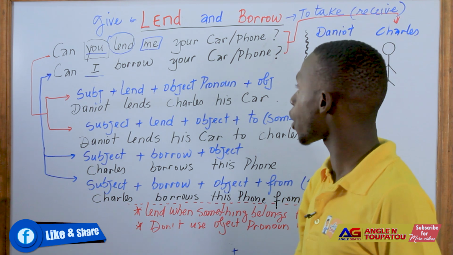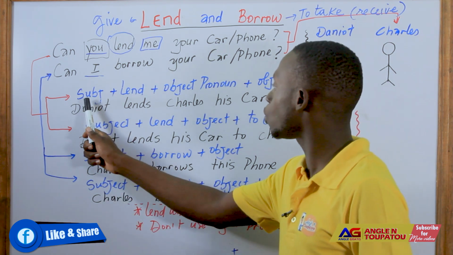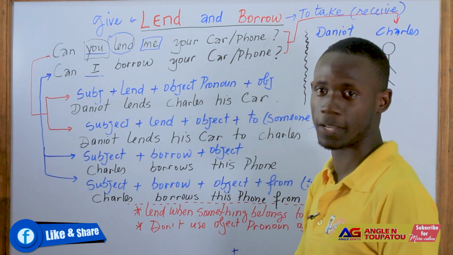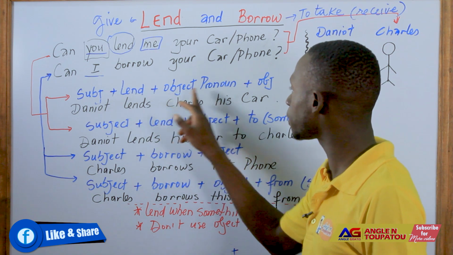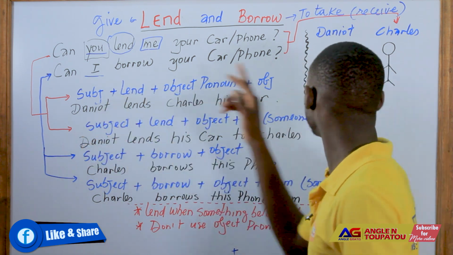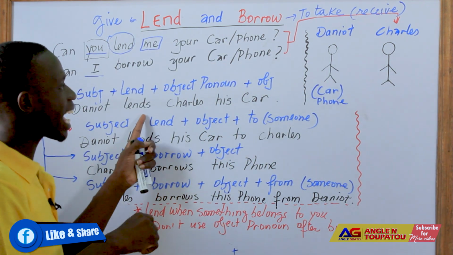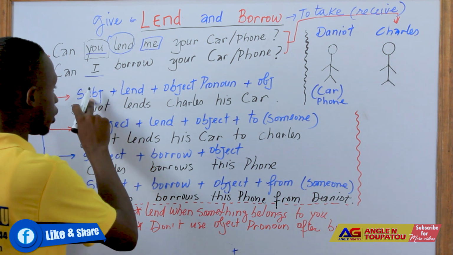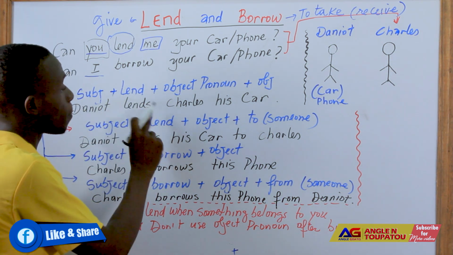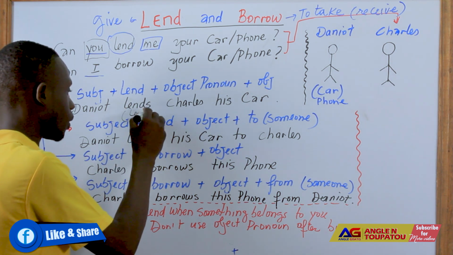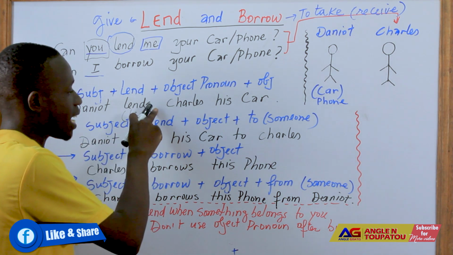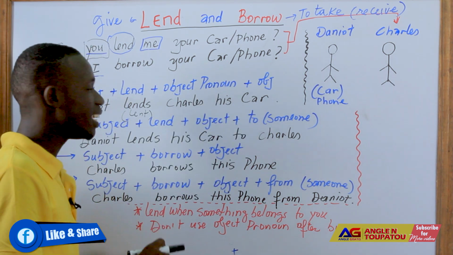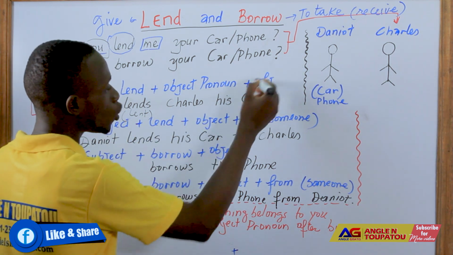Where can I use the word lend? We need to have the subject plus lend plus object pronoun plus object. Listen. Subject plus lend plus object pronoun plus object. Daniel lends Charles his car. Daniel is the subject, lends is the verb to lend, the third person singular, the past is lent, okay? For the past, Daniel lent Charles his car. Charles is the object pronoun.